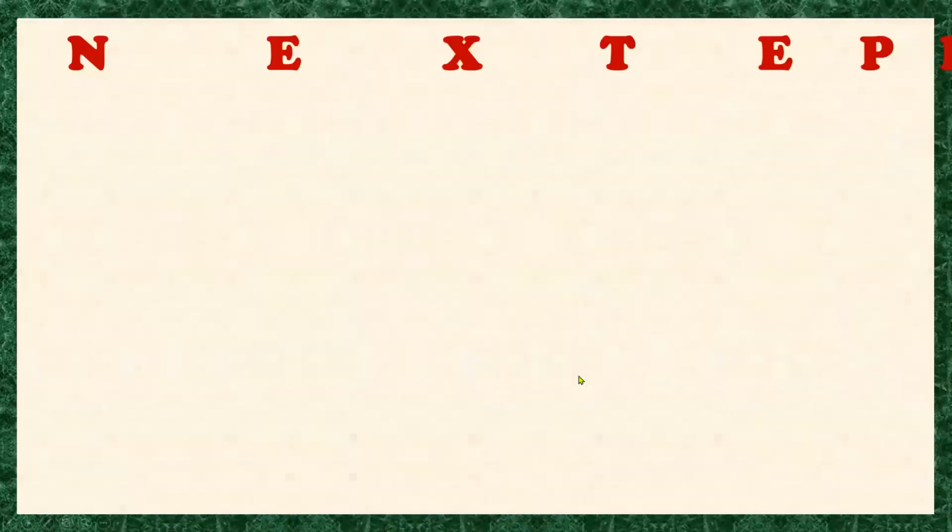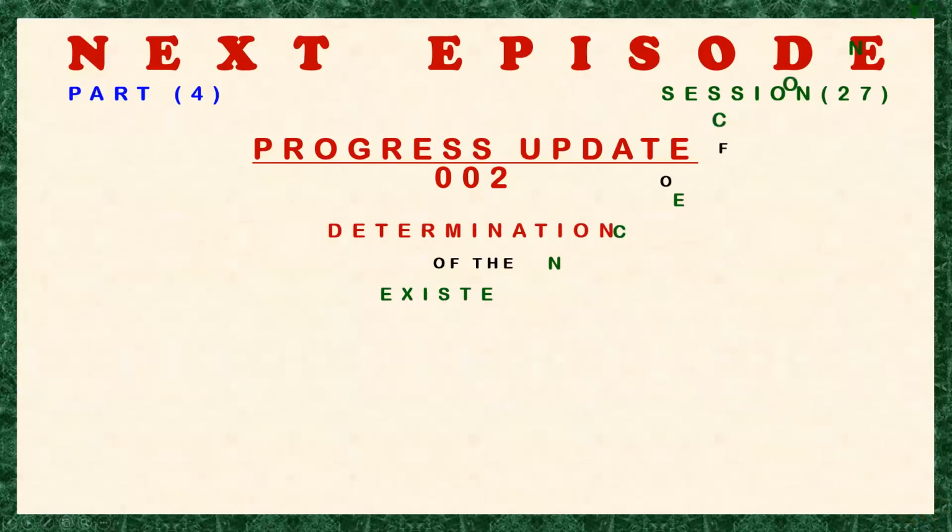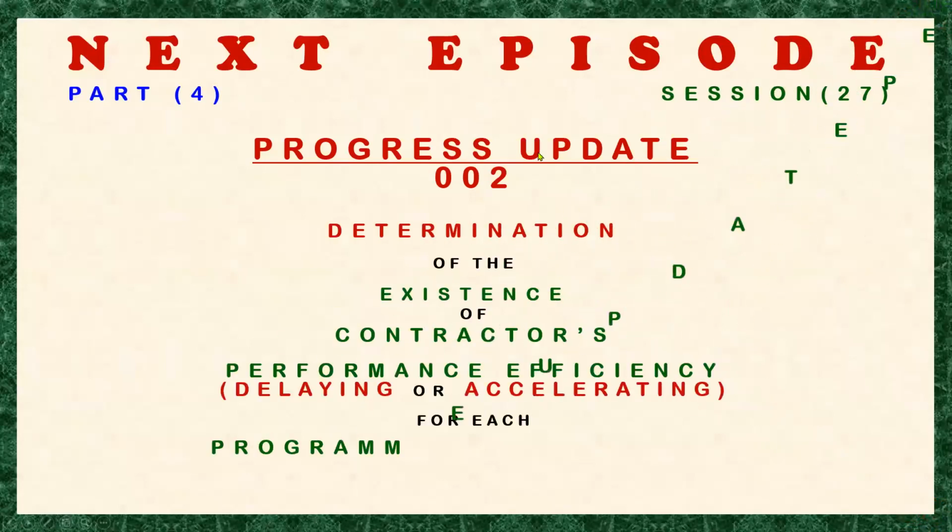Okay, let's move forward. Our next episode is part 4, session 27, which is the progress update 002. This one is the determination of the existence of the contractor's performance efficiency. It may be delaying or accelerating for each program update. This means that it doesn't mean that the client or the owner is delayed for the current period, or that all that delay is shouldered by the owner alone.